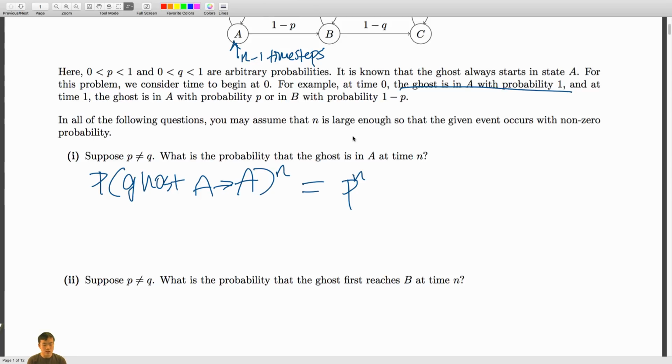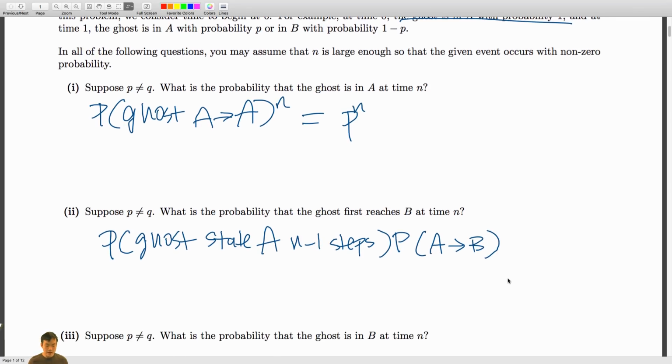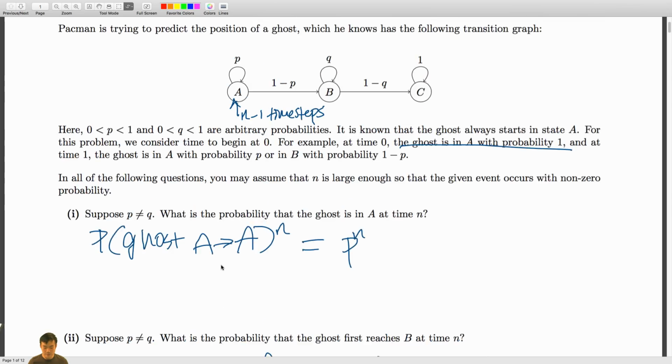And so basically we want to compute the probability of the ghost staying in state A for n minus 1 time steps, and then moving to state B. The first part of this is simply equal to the probability computed above, but instead of for n steps, it's for n minus 1 steps. And then for the second part, if we look at the graph, to go from A to B, we have a probability of 1 minus P.